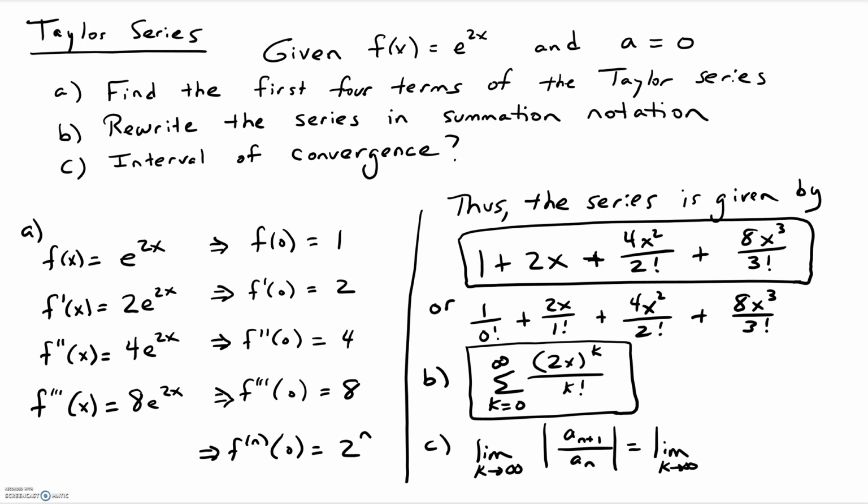But you should find out that this results in 2 times x over k, which is equaling 0, which means that our interval of convergence is everywhere, from negative infinity to positive infinity.